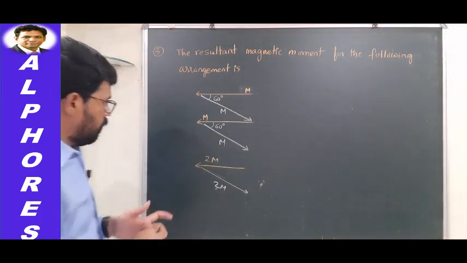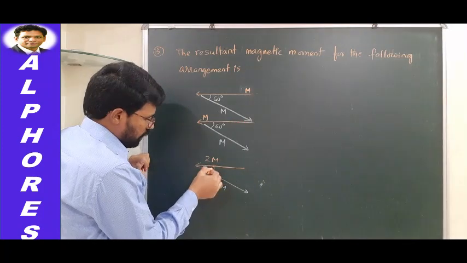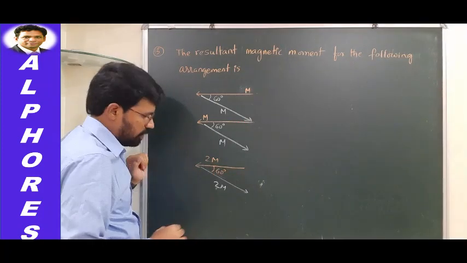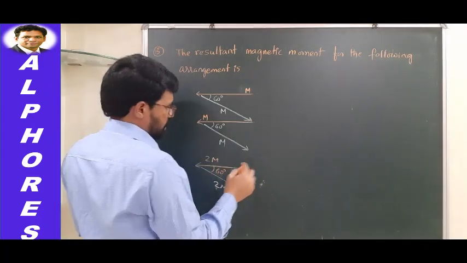Okay. So what is the angle between this 2m and this 2m? Like this angle. This angle is 60 degrees. Okay. So let me redraw this diagram.